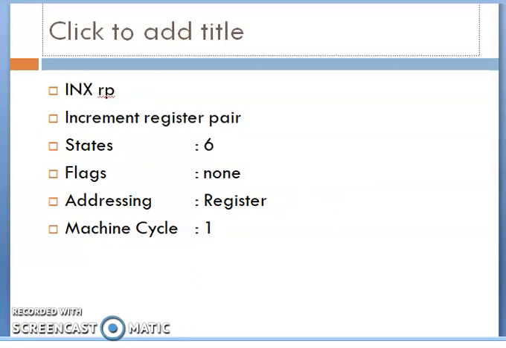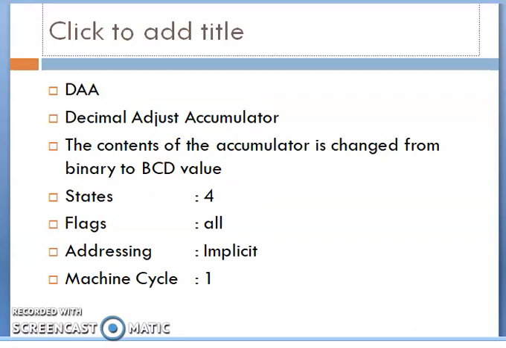Then INX RP, increment the register pair. If it is INX H, increment the contents of the HL pair, and in this case none of the flags are affected. In the INX instruction, none of the flags are affected and the addressing is register. Machine cycle is only 1. Since the operands are in general purpose registers, the number of machine cycles required is only 1, since no further memory read or memory write operation needs to be performed.